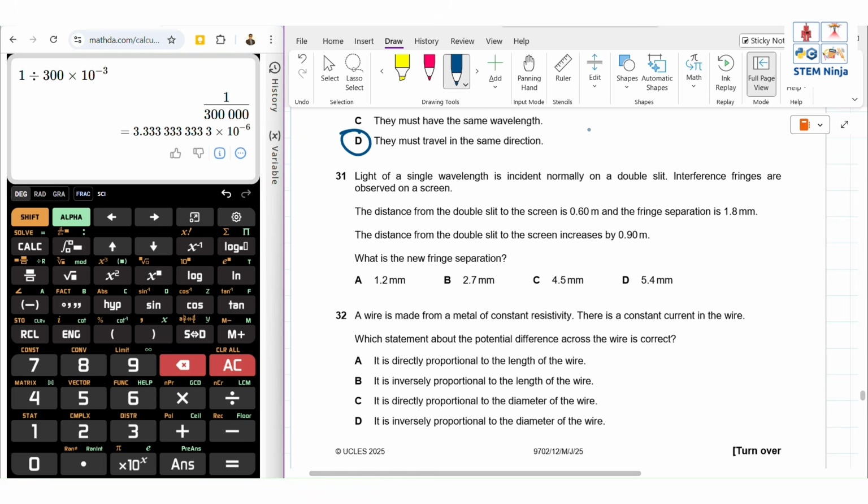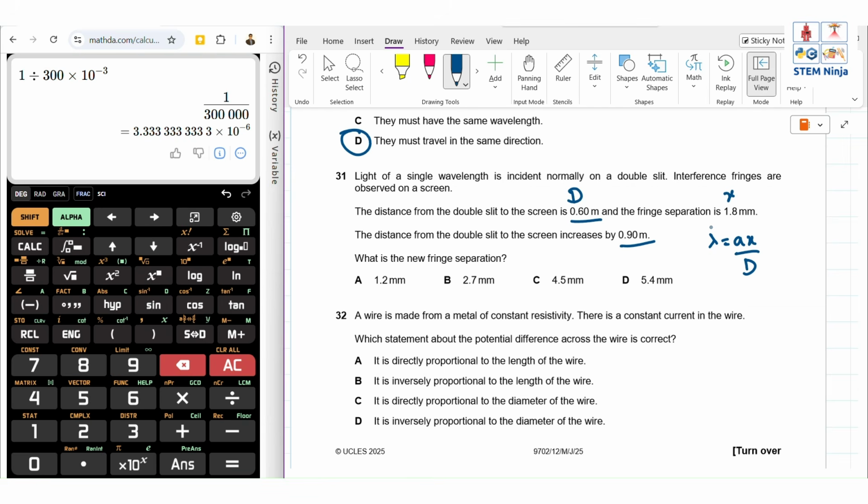Light of a single wavelength is incident normally on a double slit. Interference fringes are observed on a screen. Distance of the double slit to the screen is 0.6. This is D. Fringe separation is X. The distance from the double slit to the screen increases by 0.9 meters. What is the new fringe separation? So remember the formula over here, we have lambda is equal to AX over D. This is also given in the formula booklet.